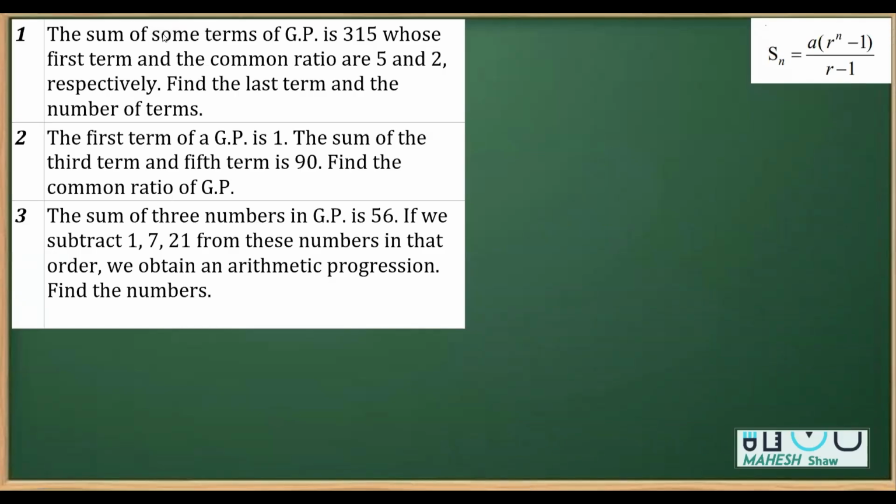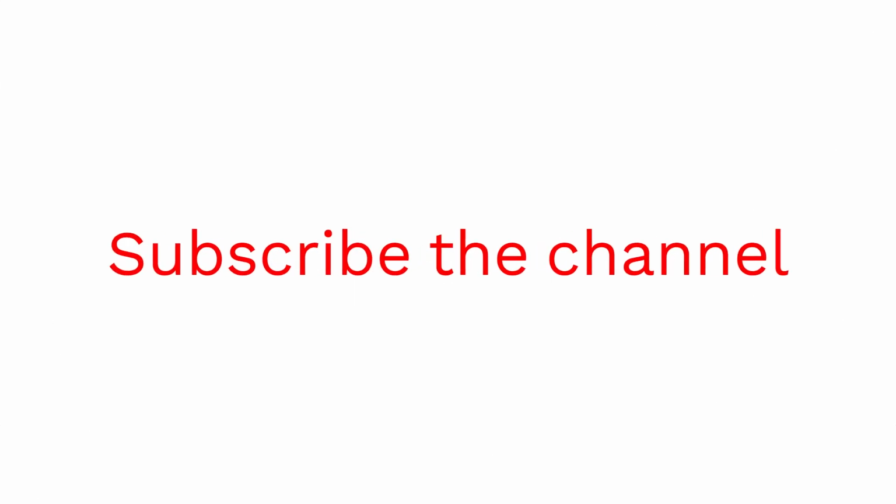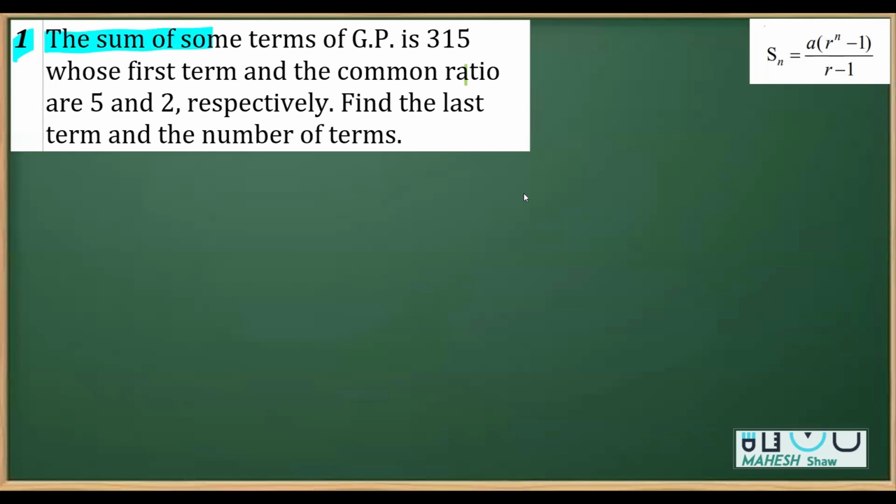In this video, we are going to do 3 questions from the chapter Sequence and Series, class 11th, based on geometrical progression. So let's begin with the first question. It says the sum of the terms of a GP is 315, whose first term and the common ratio are 5 and 2 respectively. We have to find the last term and the number of terms.